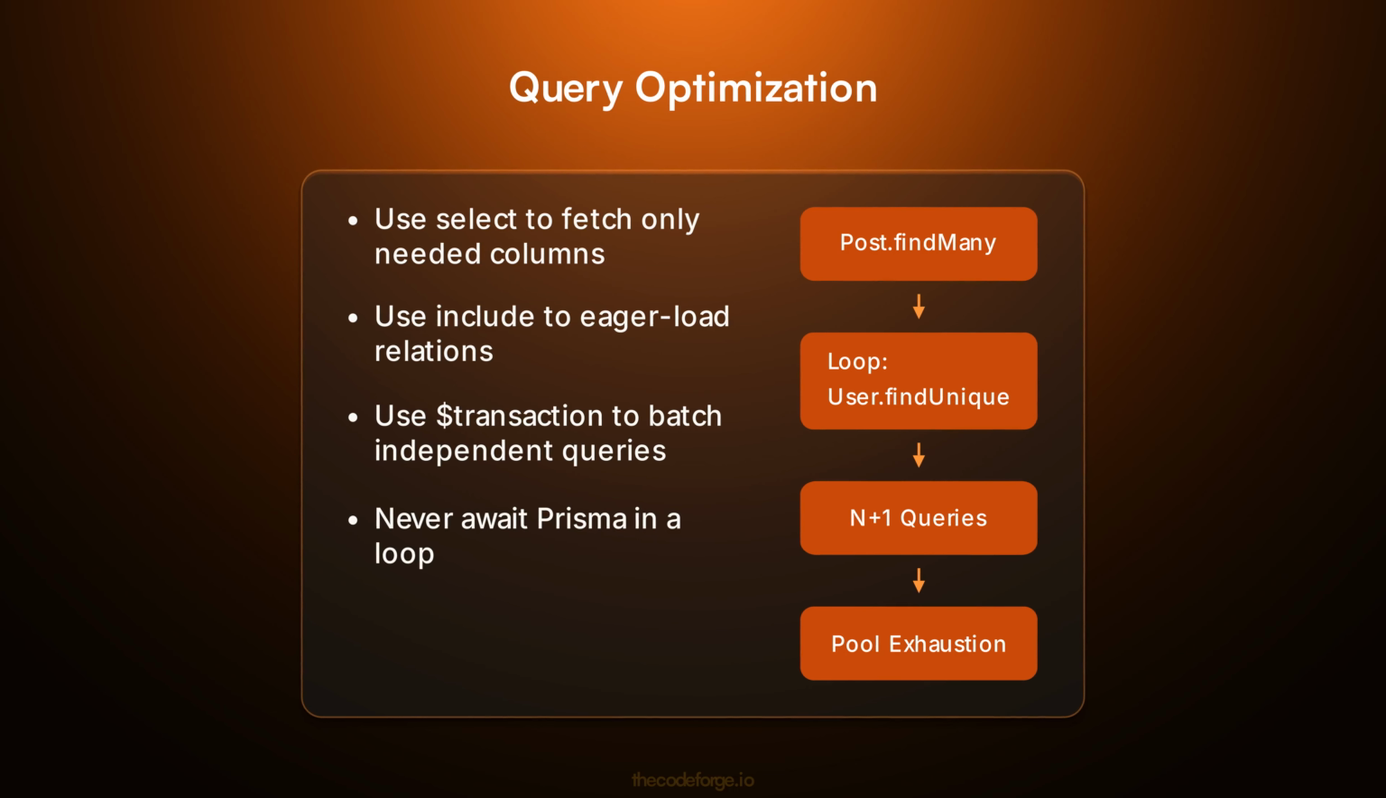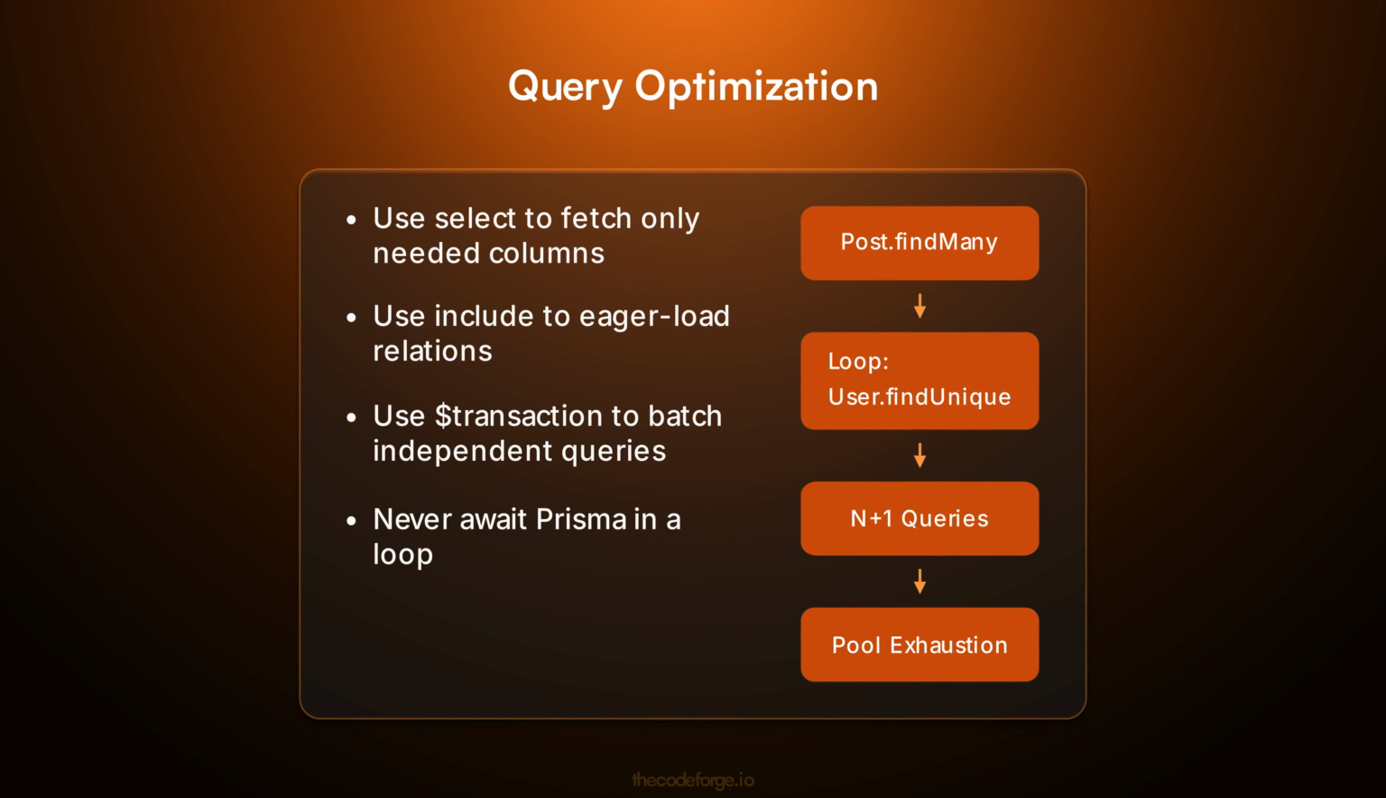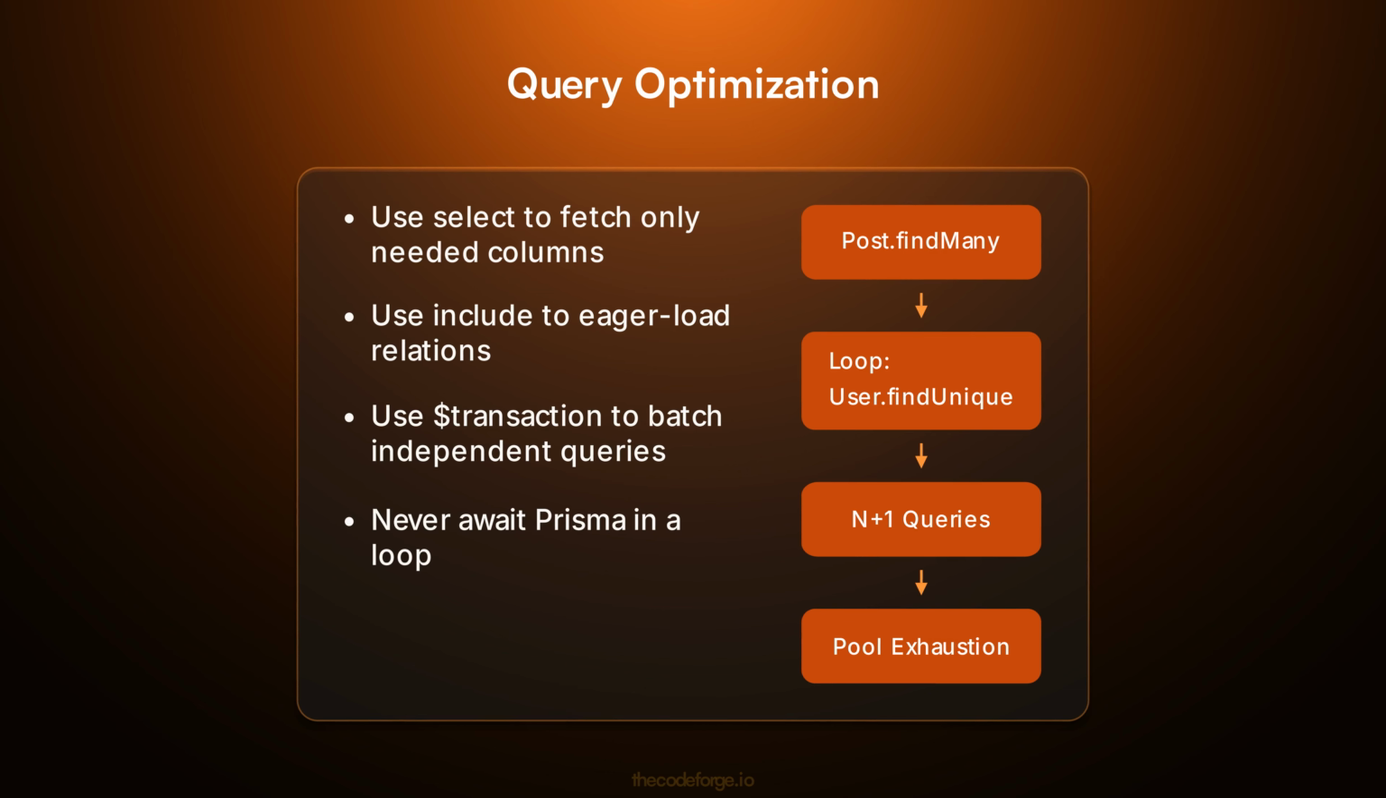Prisma's default fetches all scalar fields. Use select to fetch only needed columns. The N+1 problem occurs when you fetch a list, then loop and fetch relations individually. One query becomes N+1. At 1,000 posts, that's 1,001 round trips. Fix: use include for eager loading or $transaction for batching independent queries.